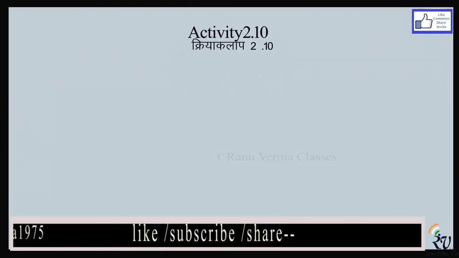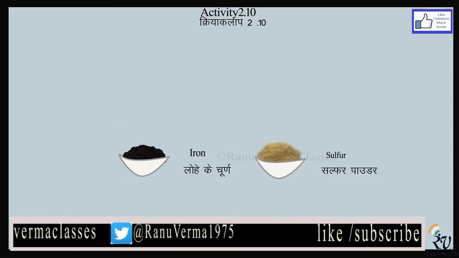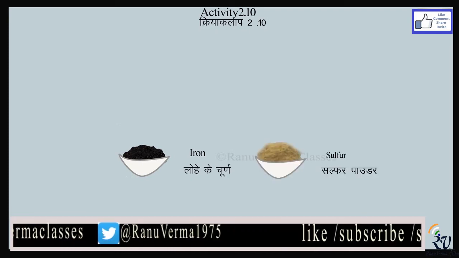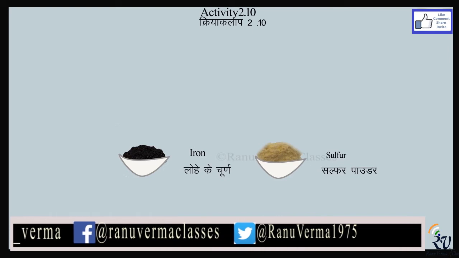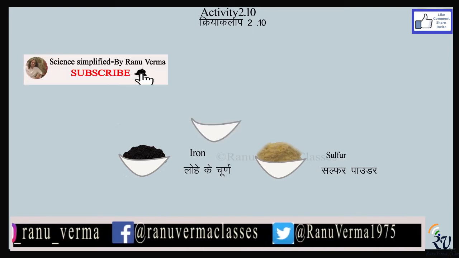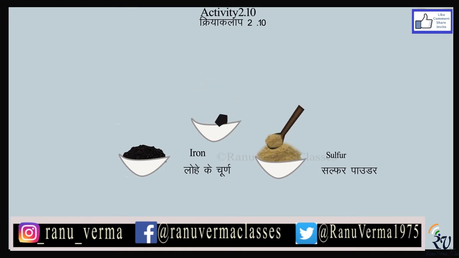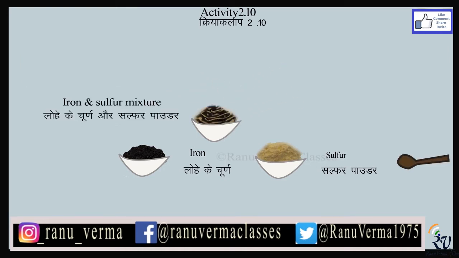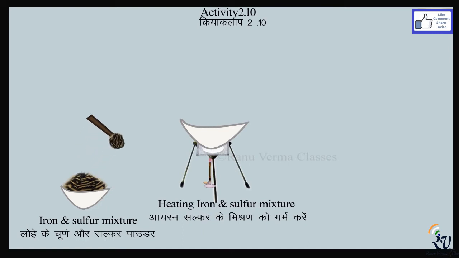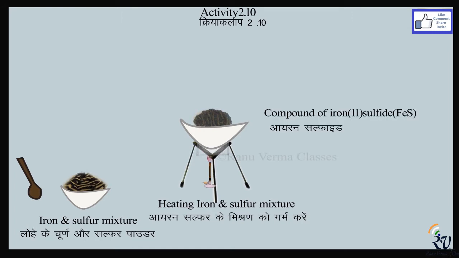In this activity also, we are going to prove the difference between compounds and mixtures by taking iron powder and sulfur powder. Now take a china dish, add a little amount of iron and sulfur powder, and mix it. Now take a small amount of this mixture into another china dish and heat it. Now this mixture will convert into a new substance in the form of a black solid. Be careful, perform this activity in the presence of your teacher only.